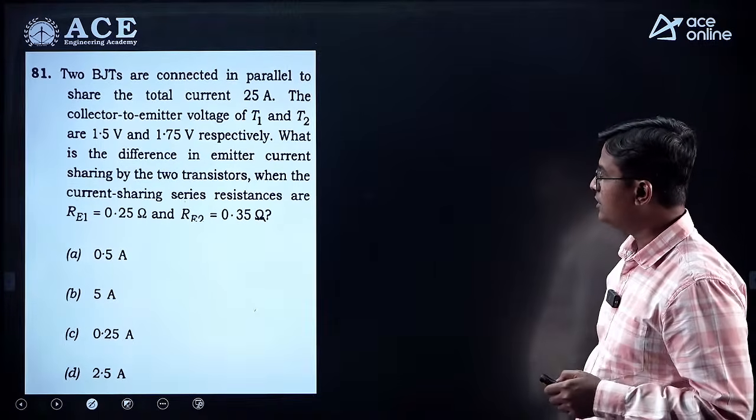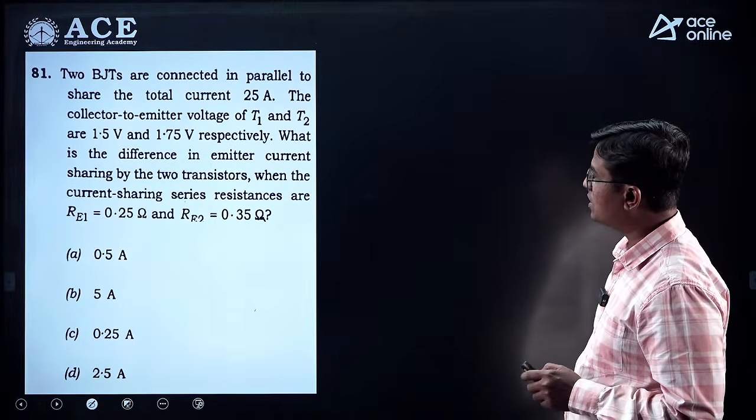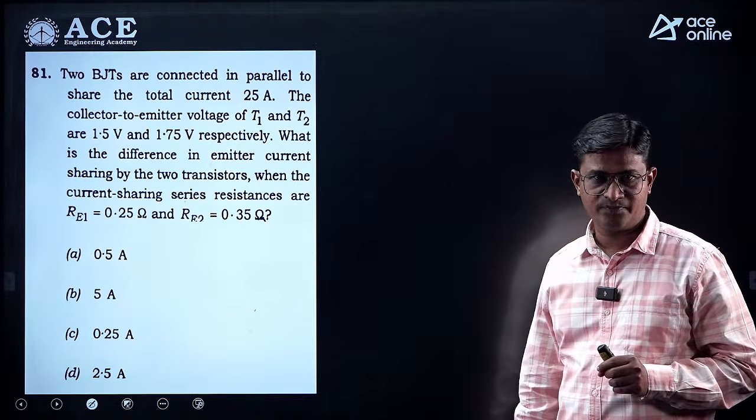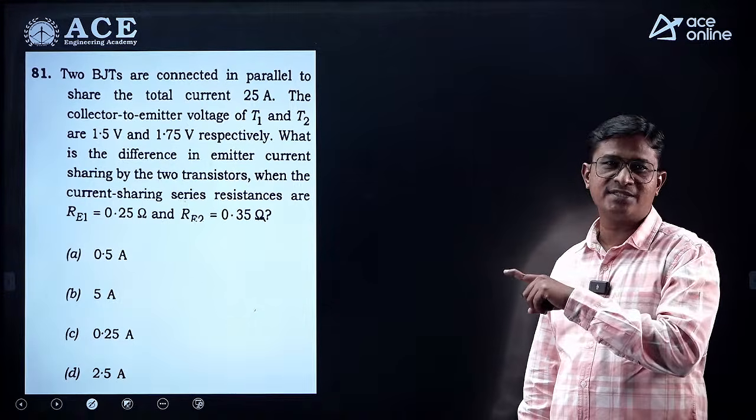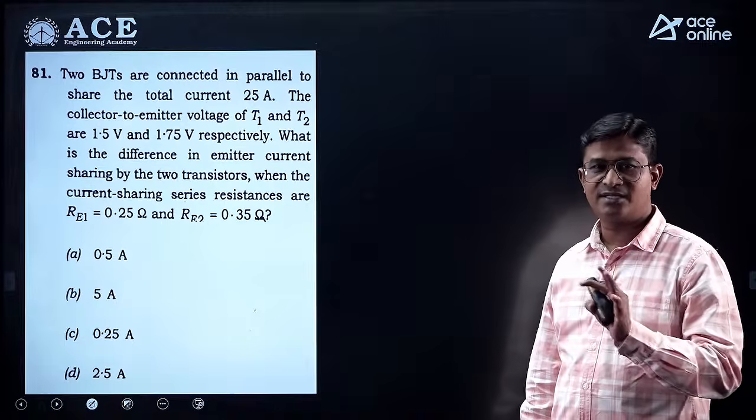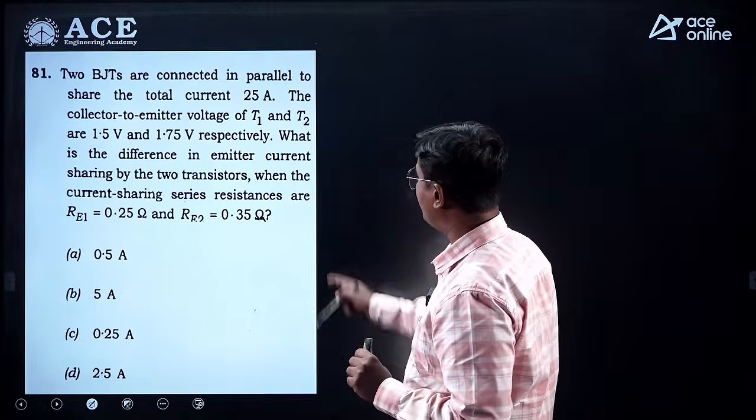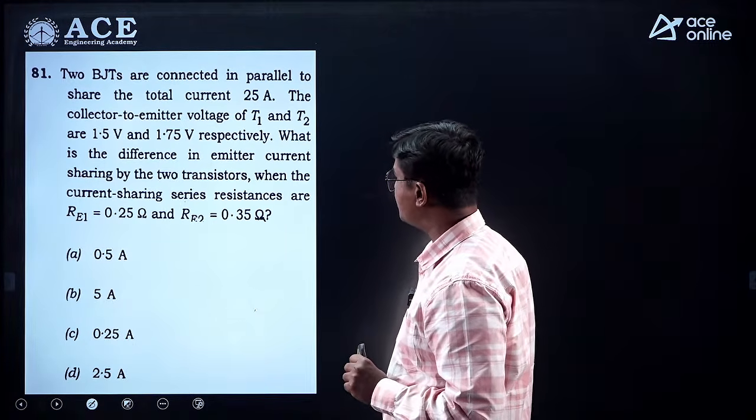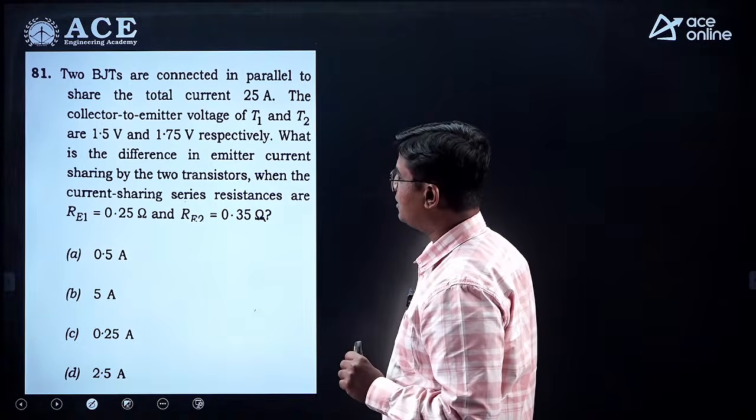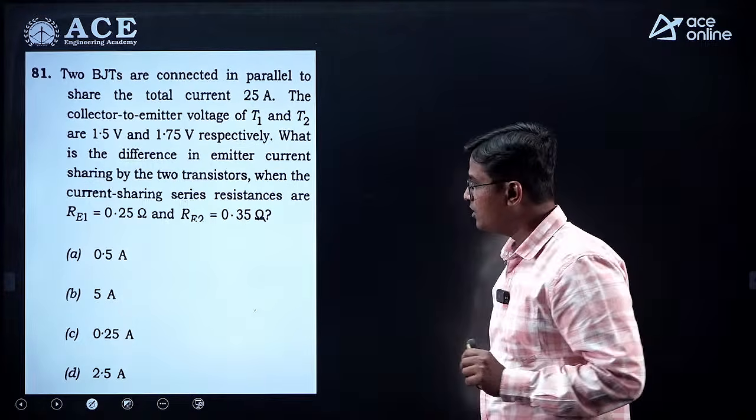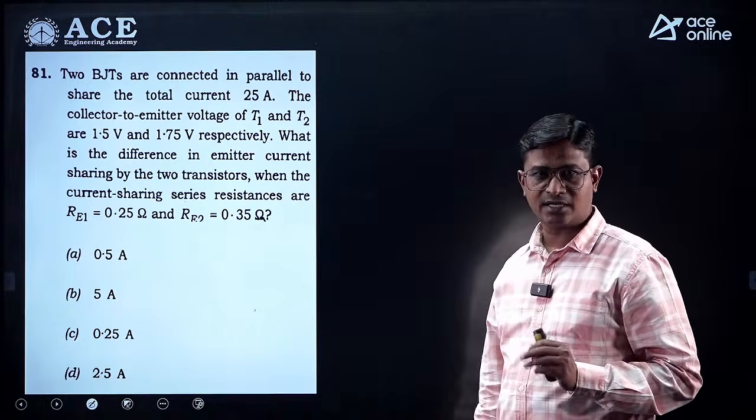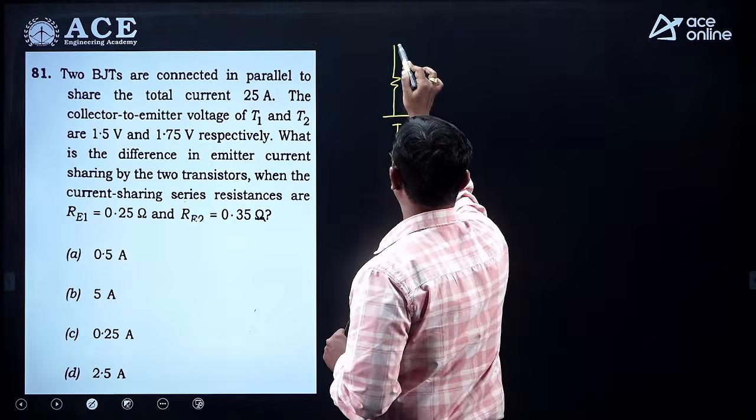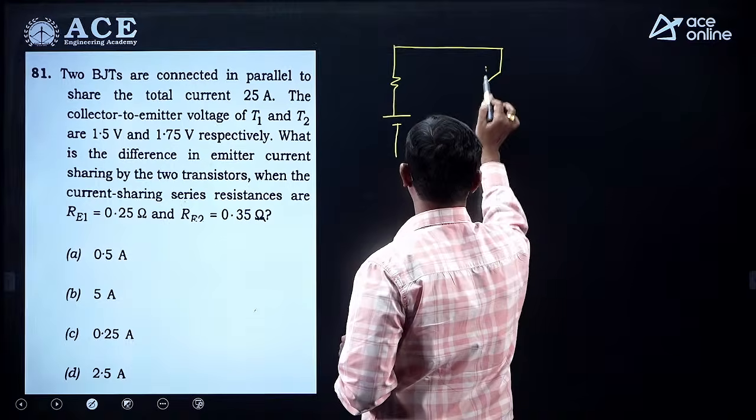Next, two BJTs are connected in parallel to share the total current of 25 ampere. Check, a similar type of question we discussed during our classroom sessions. In that question, instead of BJTs we discussed MOSFETs, but here they have simply changed the MOSFET to a BJT. Collector to emitter voltages of T1 and T2 are 1.5 volt and 1.75 volt respectively. What is the difference in emitter current sharing by the two BJTs when the current sharing series resistances RE1, RE2 are given? So here we are having the circuit of this type. This is the load, supply voltage and two BJTs.